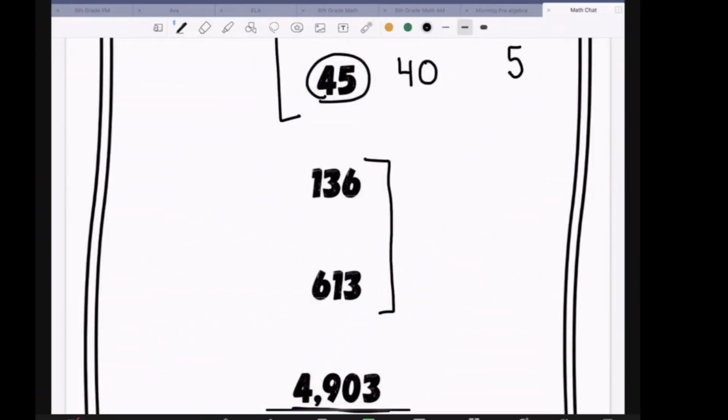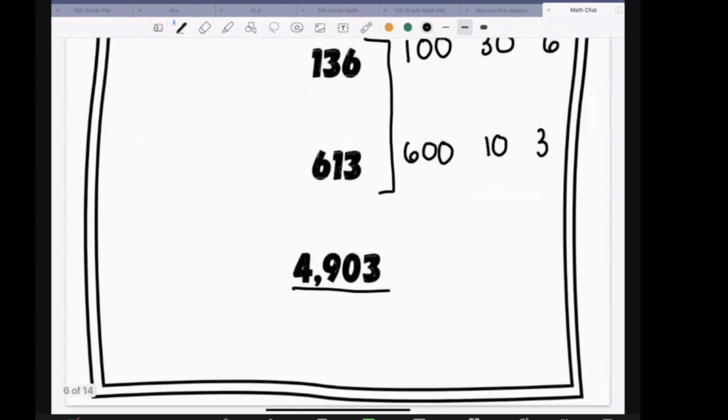Okay, hopefully you were able to pause, and here, let's go to the answer. So the 1 is worth 100. The 3 is in the tens place, worth 30. And the 6 is worth 6. For 613, again, they use the same digits, 6, 1, and 3. But these digits have different values. So the 6 in the number 613 is worth 600. The 1 is worth 10, and the 3 is worth 3. All right. Pause and see if you can figure this one out before we do it together.